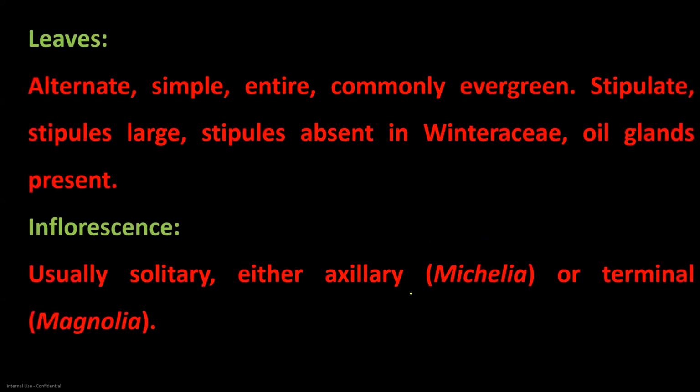Now coming to leaves. Leaves are usually alternate, simple, entire, commonly evergreen. Stipules are present and they are quite large. Oil glands are present. The phyllotaxy is often alternate and pentastichous. So this is the phyllotaxy. Remember.